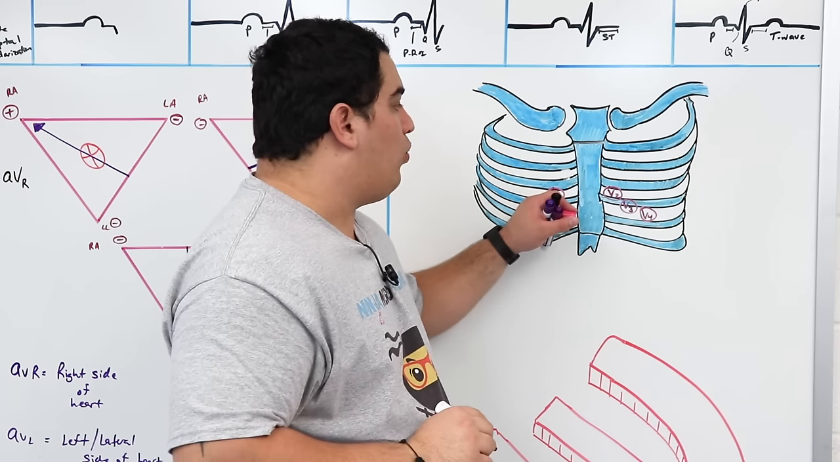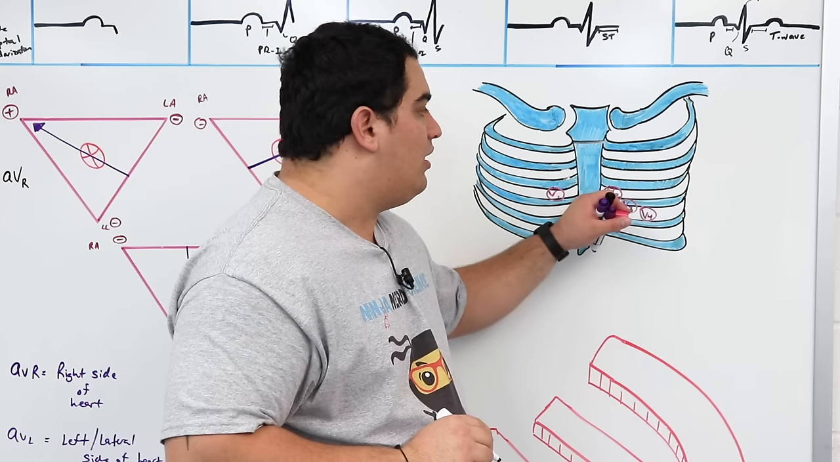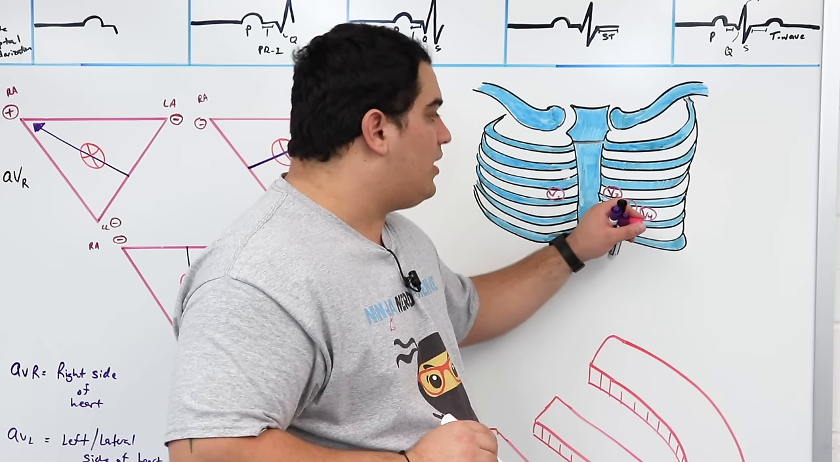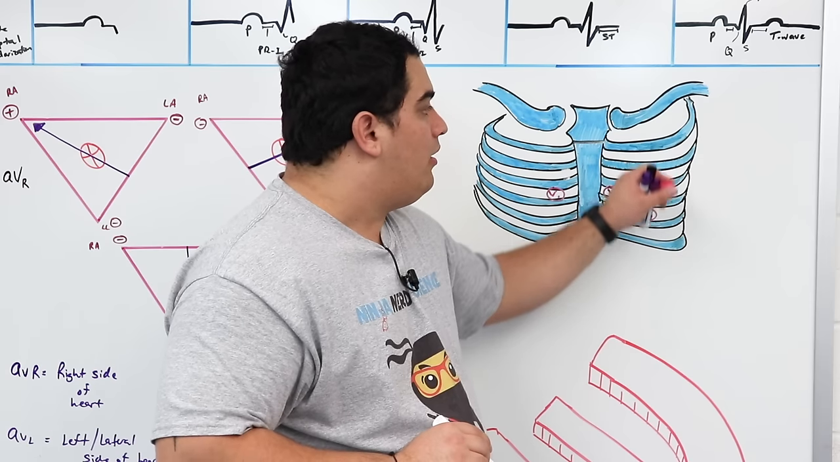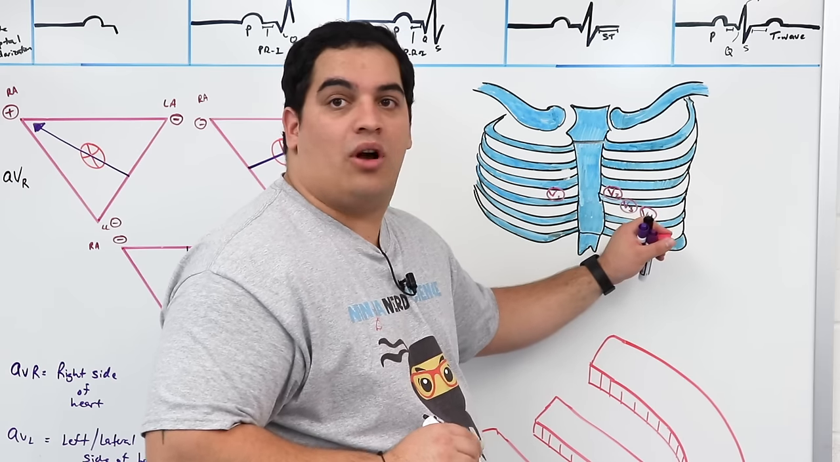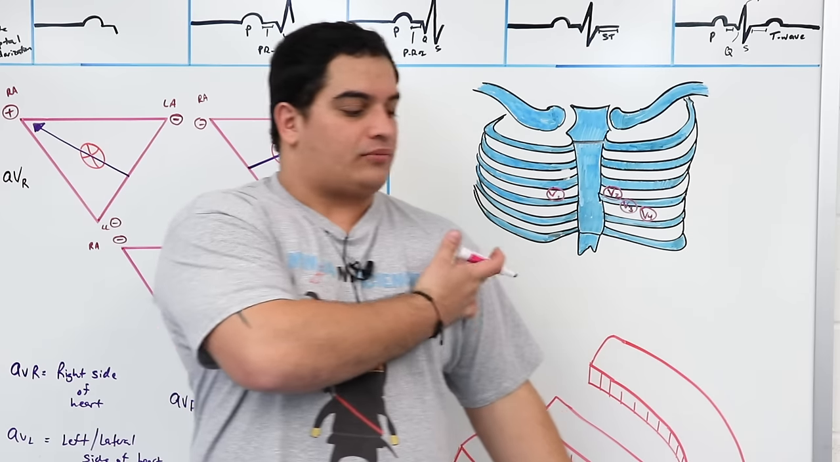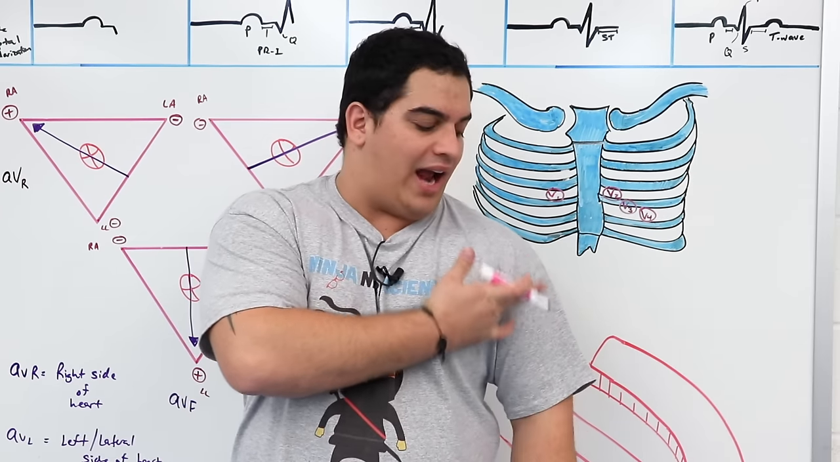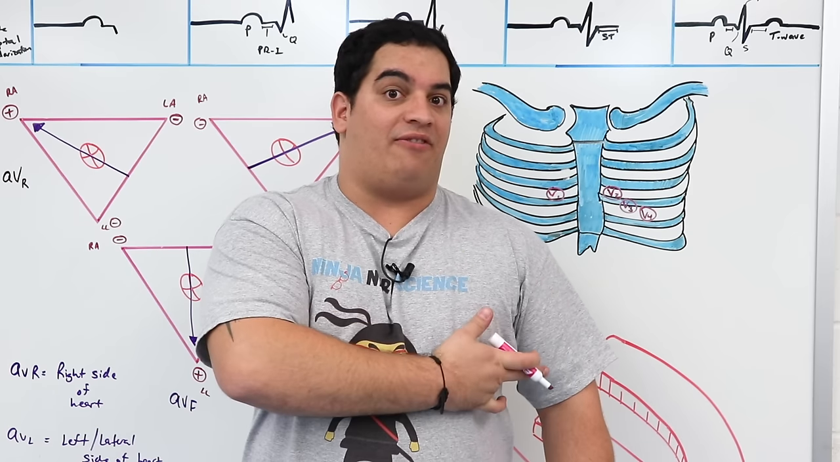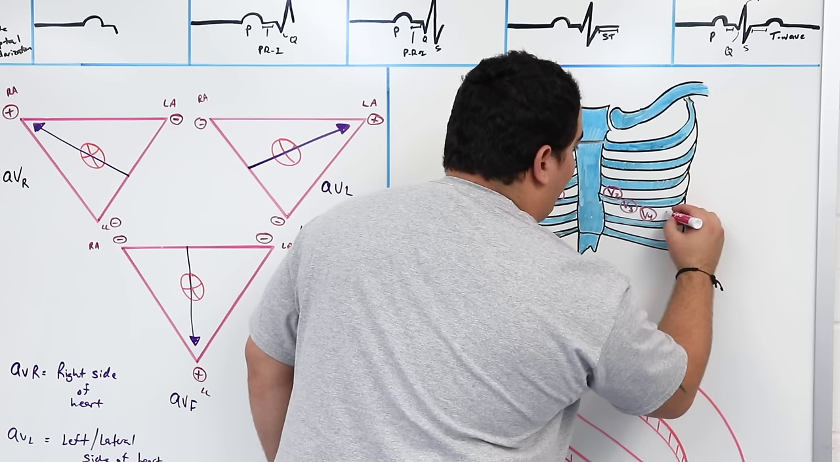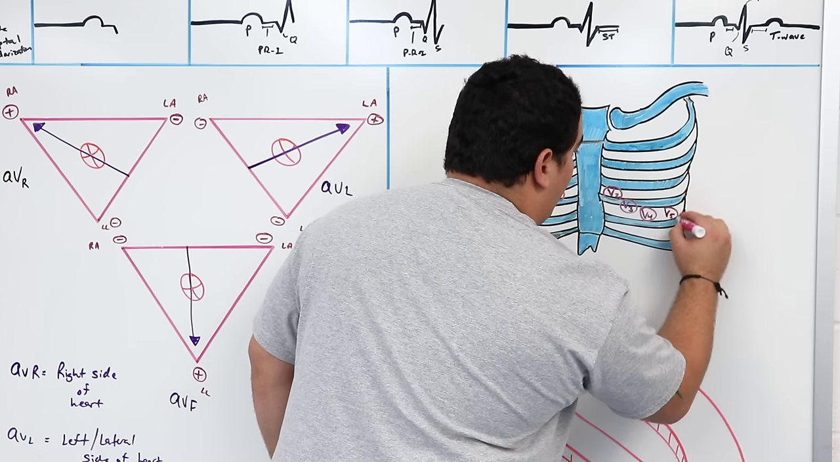So V1, right fourth intercostal space; V2, left fourth intercostal space, parasternal line; V4, mid-clavicular line, fifth intercostal space; then put V3 right between them. Then you're going to go to about the anterior axillary line, and again, fifth intercostal space. You're going to put V5 there. So let's say that V5 we're going to put right here.